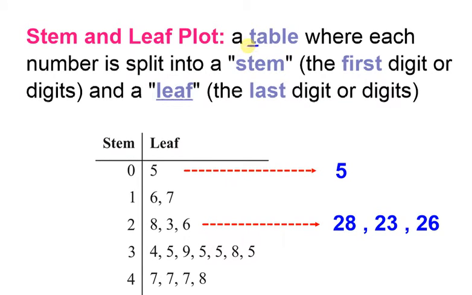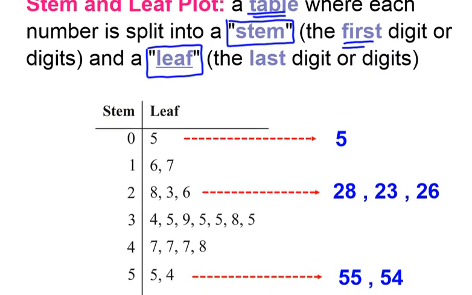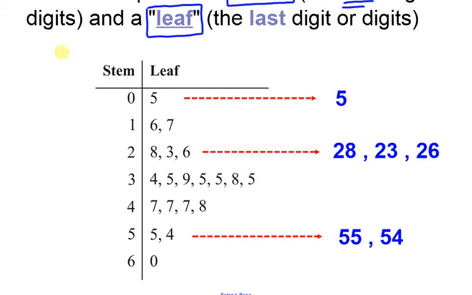So a stem and leaf plot is a table, and it's split into two parts. The first part is called the stem, and that is usually going to be the first digit or the first digits of a number. The second part is called the leaf, and that's going to be the last digit or the last digits of a number. This is what a stem and leaf plot looks like.